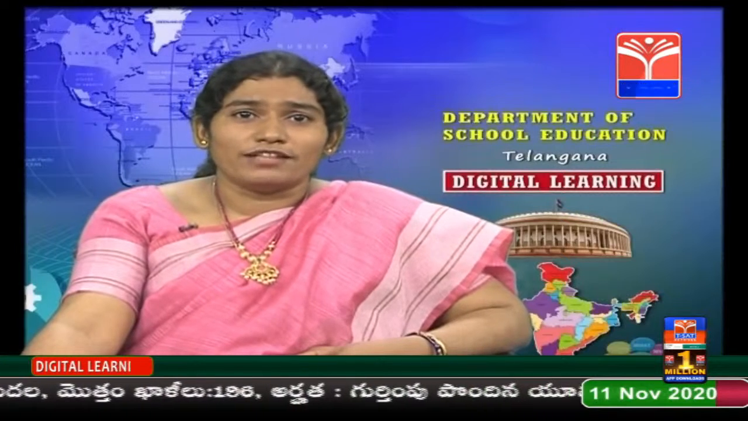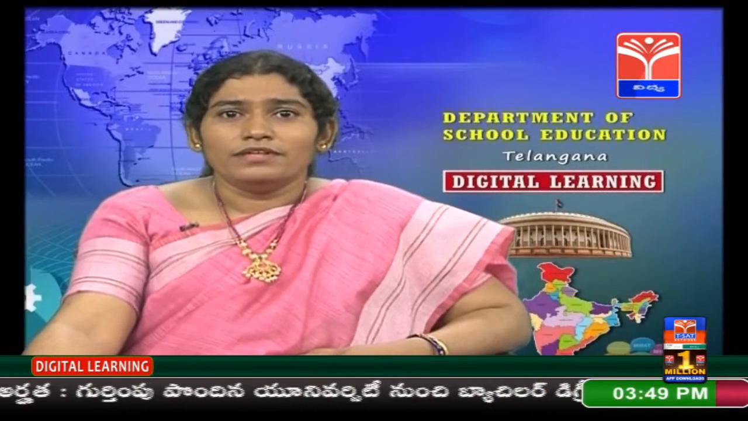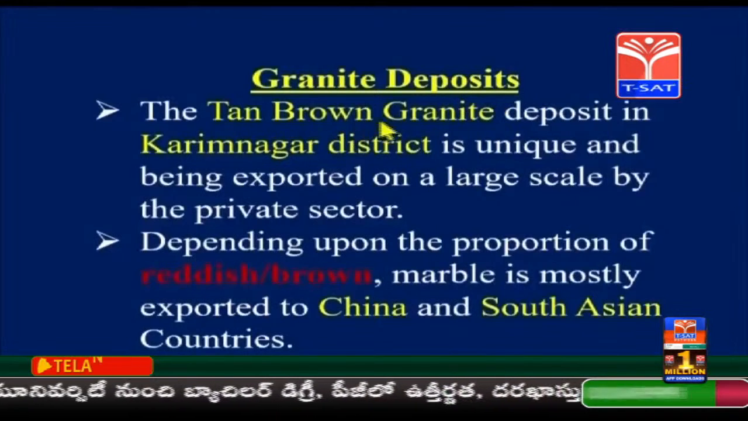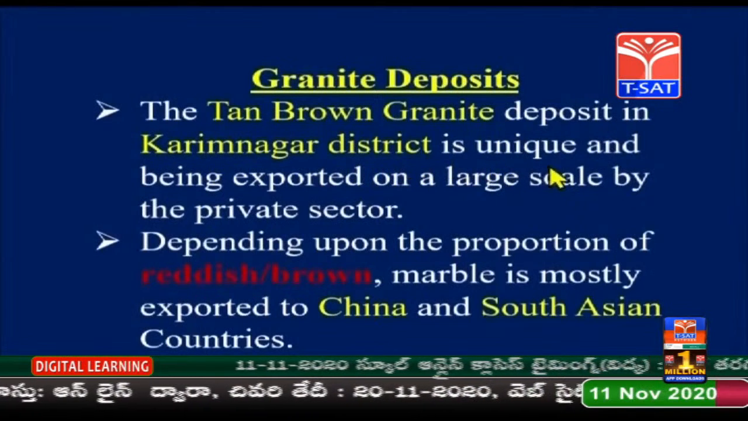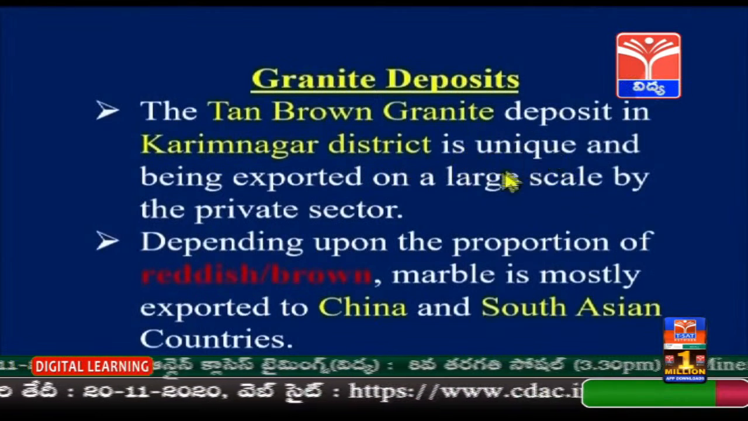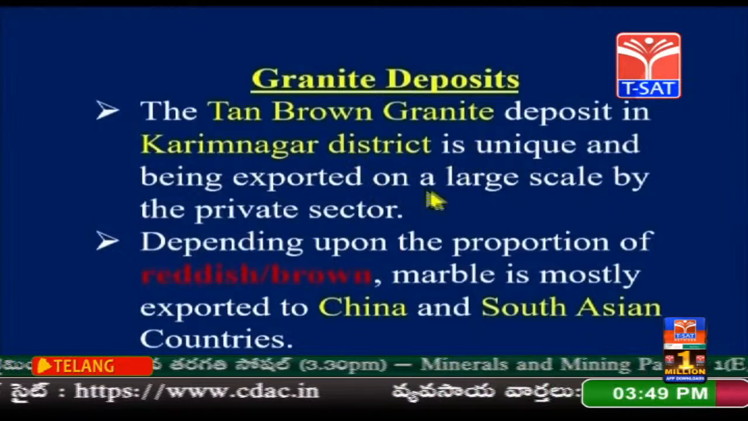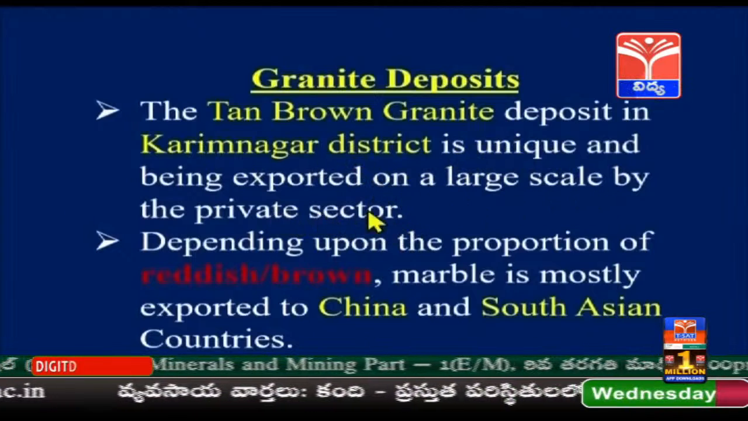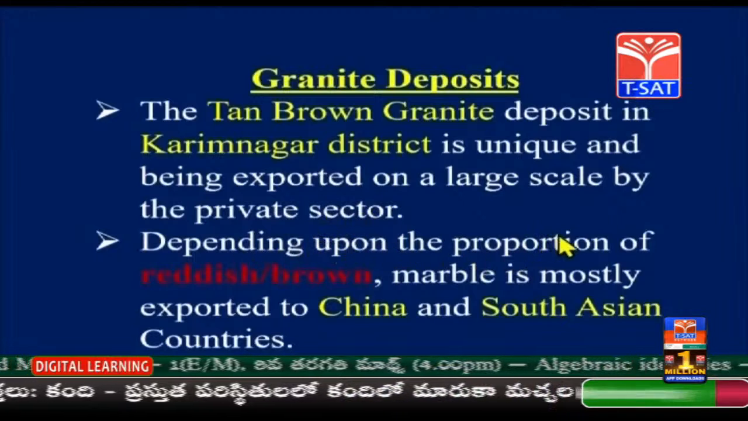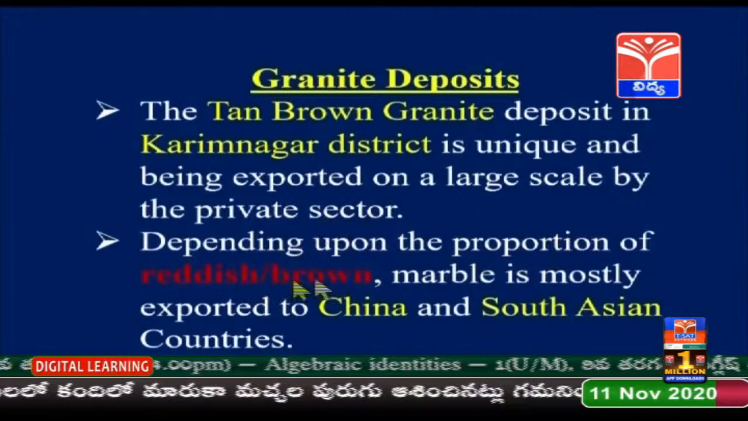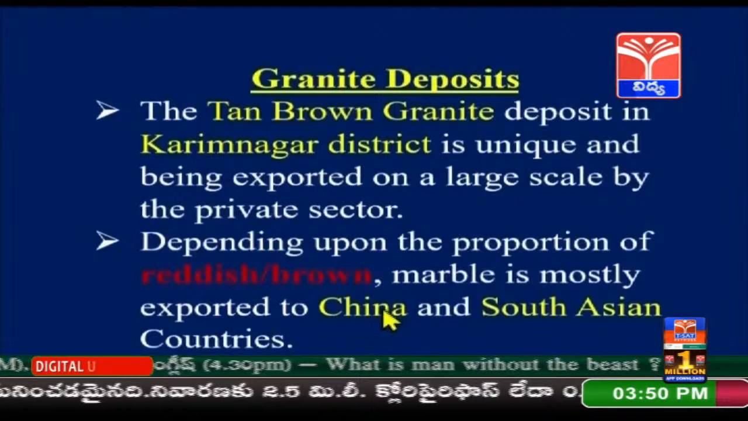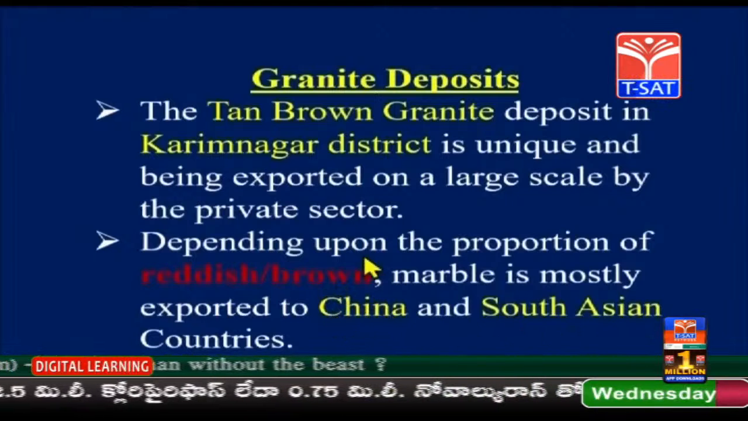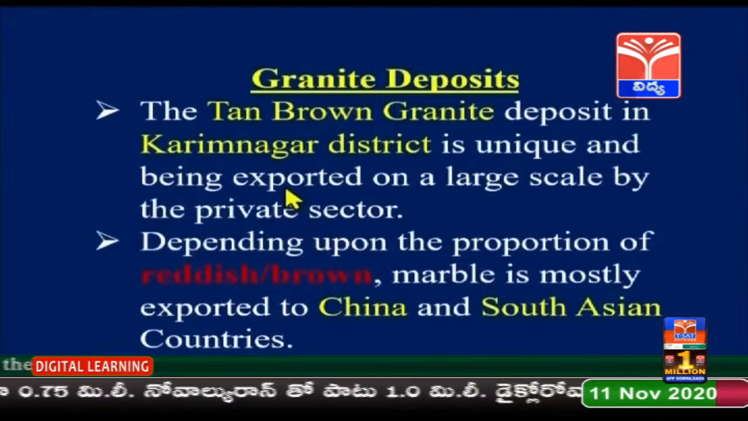Children, now let us go for the other mineral, the granite deposits. The tan brown granite deposits are found in Karimnagar district, which is unique. Unique in the sense special, nowhere else it is found. And they are being exported on a large scale by the private sector. And depending upon the proportion of reddish brown color of the marble, they are also being exported to foreign countries, that is to China and even South Asian countries. So, let us locate these places in the map of Telangana.